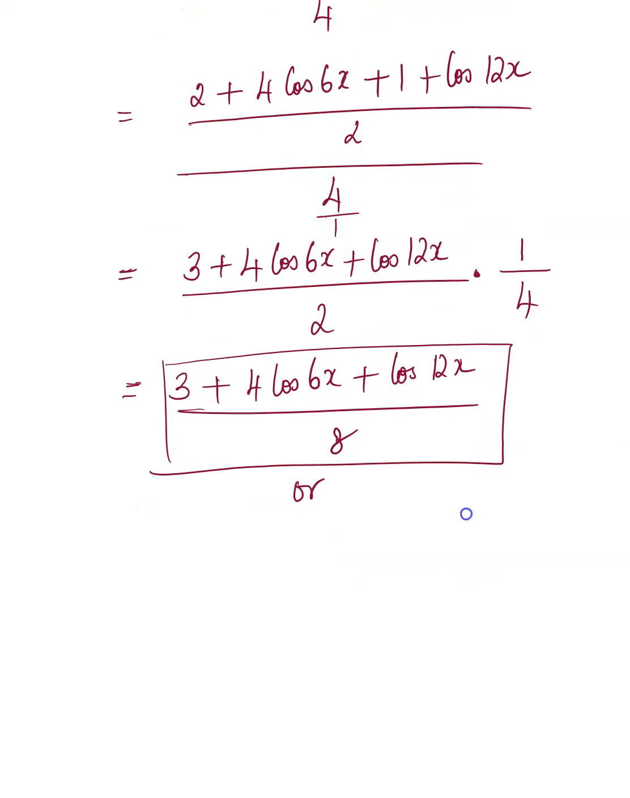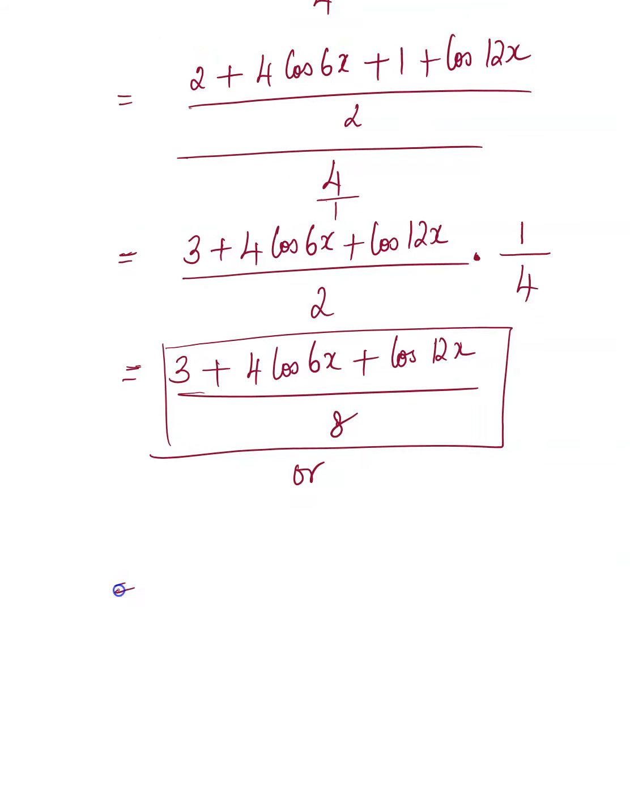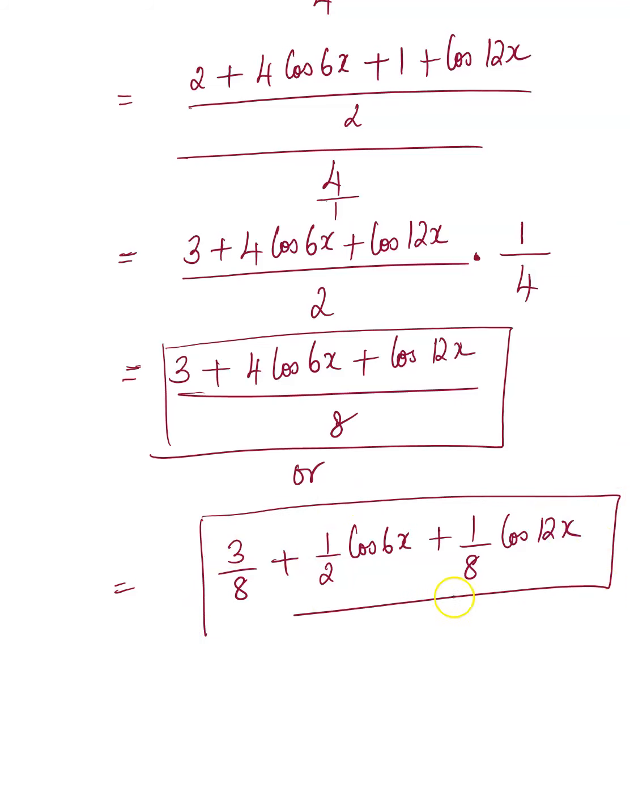Or split it up as 3 over 8 plus 4 over 8, which becomes a half, right? So half cosine 6x plus 1 over 8 cosine 12x. Could be this or this. Okay.